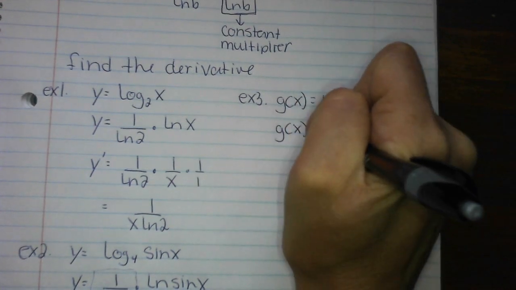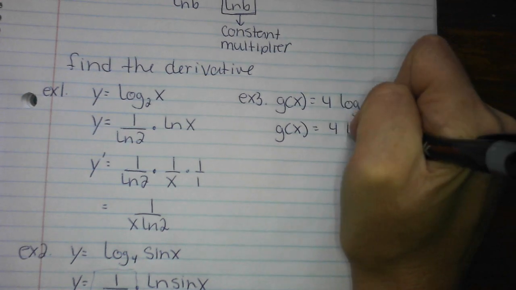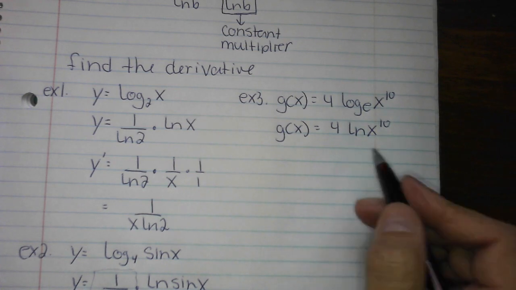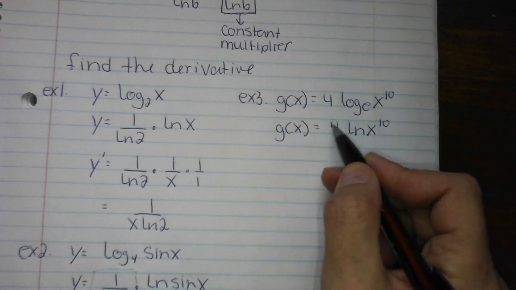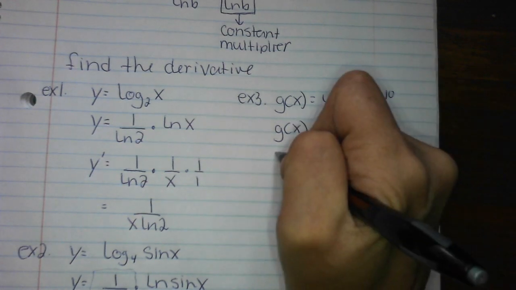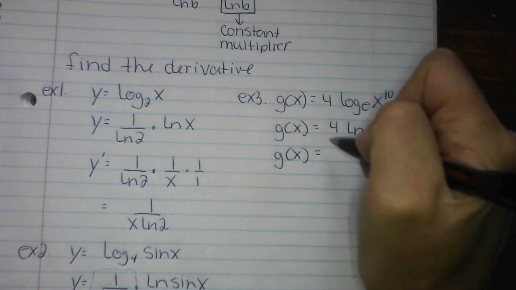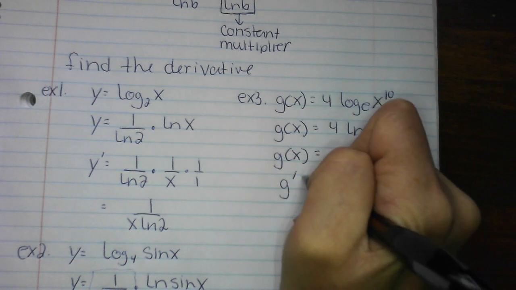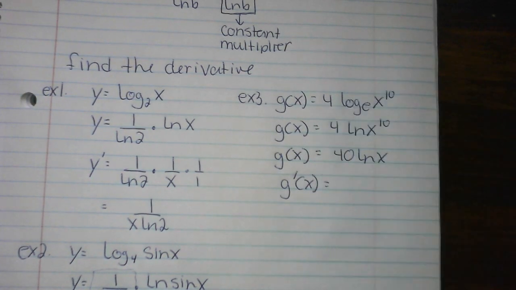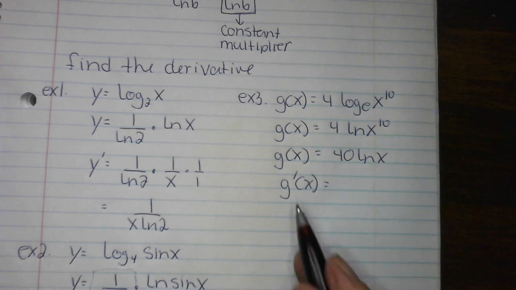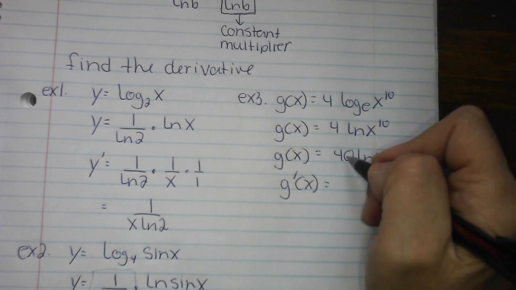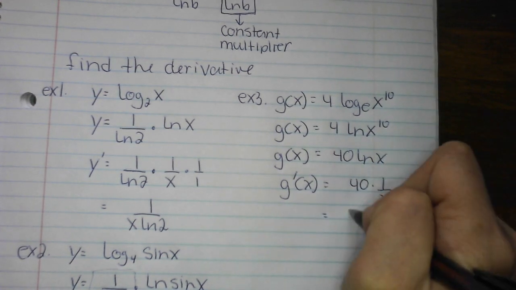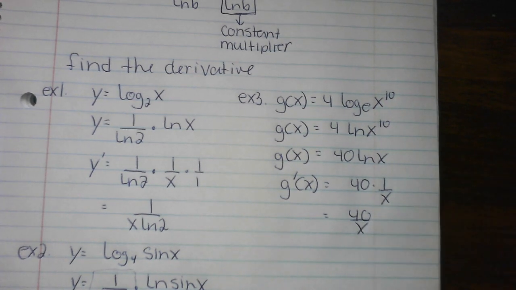So I'm not doing derivative yet. I'm just going to swap that out for 4 ln of x to the 10th. And now at this point, I can jump into derivative, or I can bring that exponent down first, then do derivative. Just don't break any rules. I'm going to bring the 10 down first, so it would be 40 ln of x, and now I'll do derivative. See how the notation helps me keep track of where I'm at? I don't put derivative notation until I'm actually doing the derivative. So it's going to be 40 times 1 over x, or just 40 over x. Easy one.